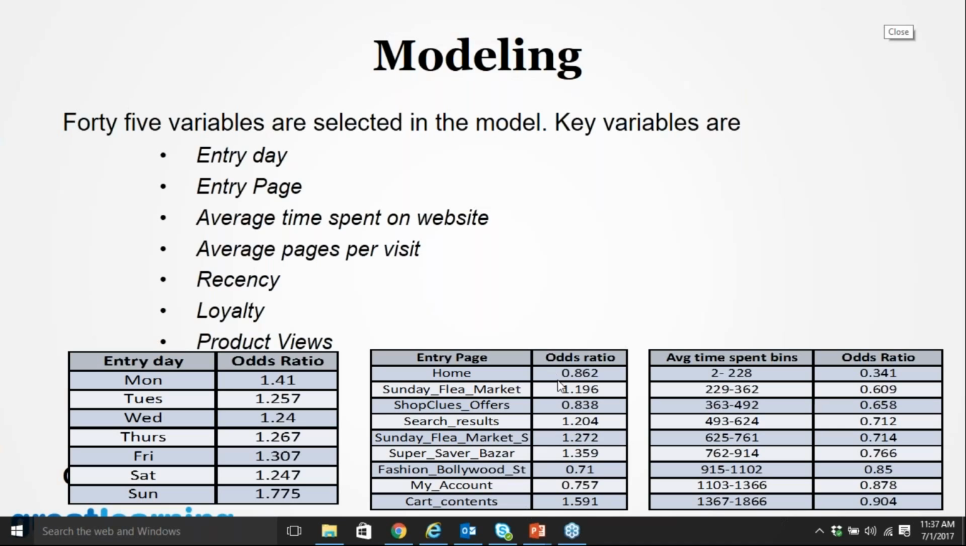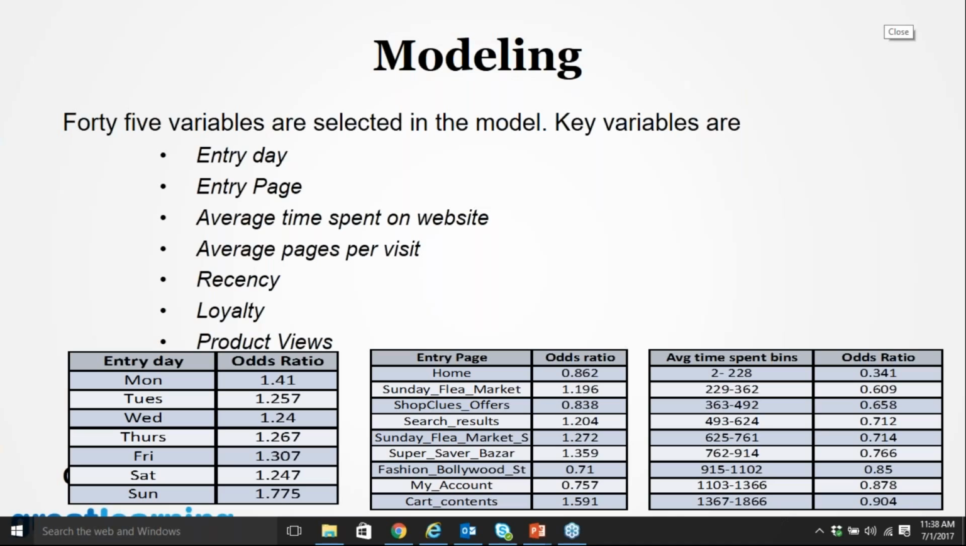Similarly for entry page, when we see 0.86, it's like 14% fewer chances of placing an order when the person is coming from the home page. 19% higher chances when the person is coming from Sunday flea market. Similarly, for search results, 20%, and 27% for Sunday flea market. So that's how we interpret the odds ratio.